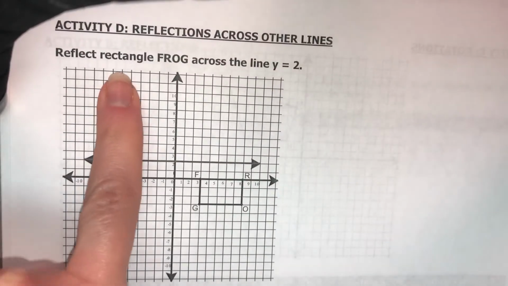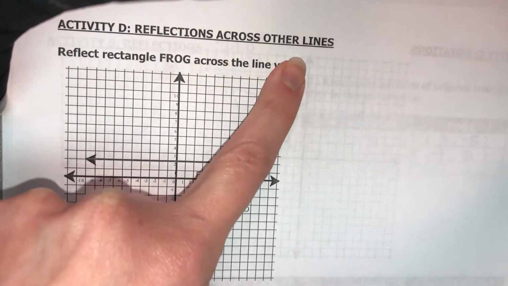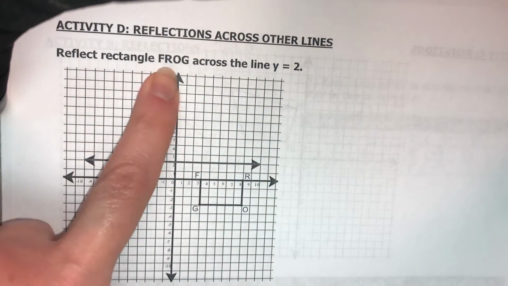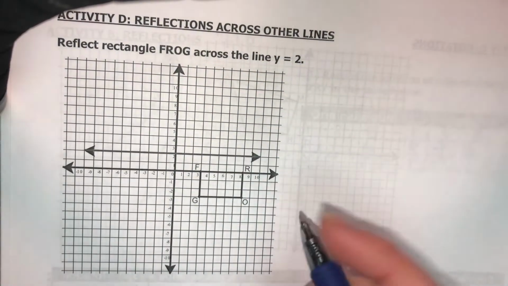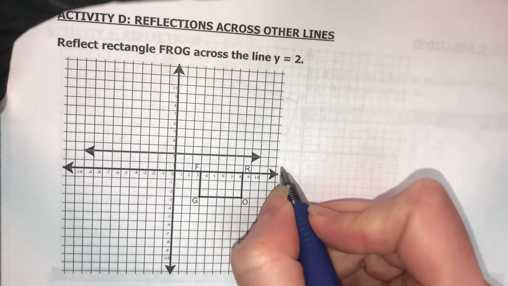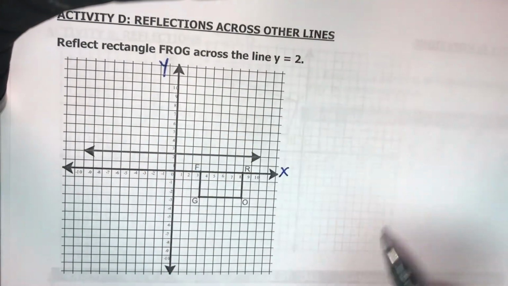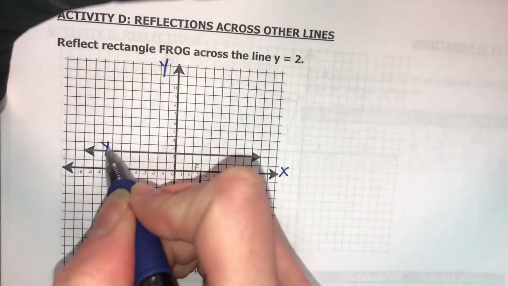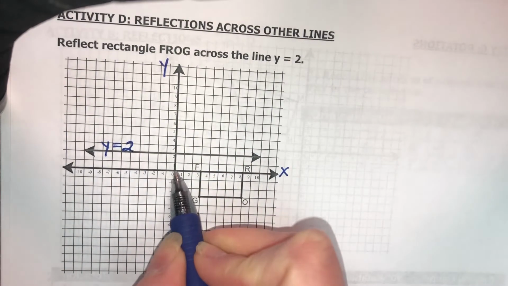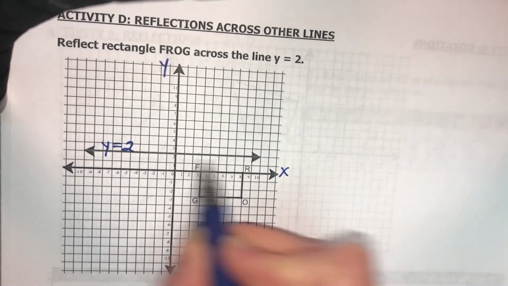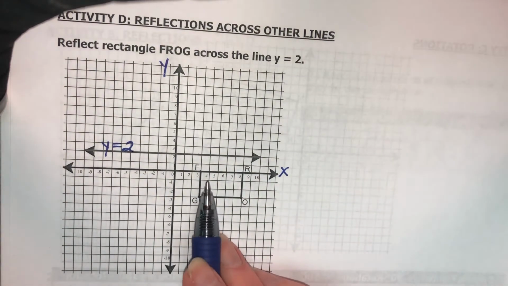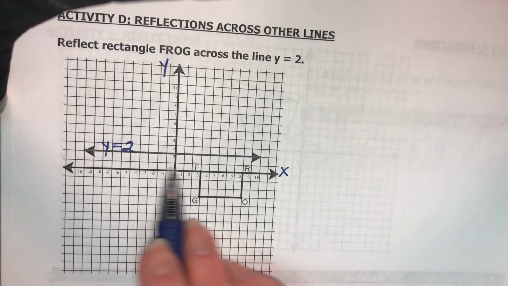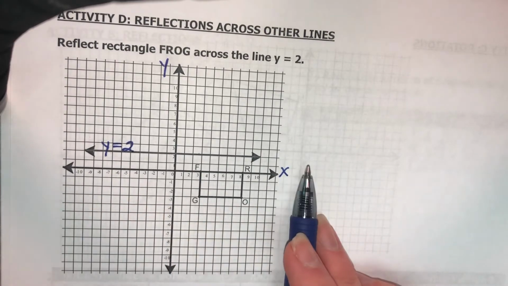Okay, so now we're going to look at reflections across other lines. So this says to reflect the rectangle FROG across the line y = 2. So you can see on this graph that my x-axis is here and my y-axis is here. And this line is the line y equals 2 because it has a y-coordinate of 2 all along it. So this forms a horizontal line. So instead of reflecting it across the x-axis or the y-axis, we're going to reflect it across this other line, y equals 2. The method is still the same.